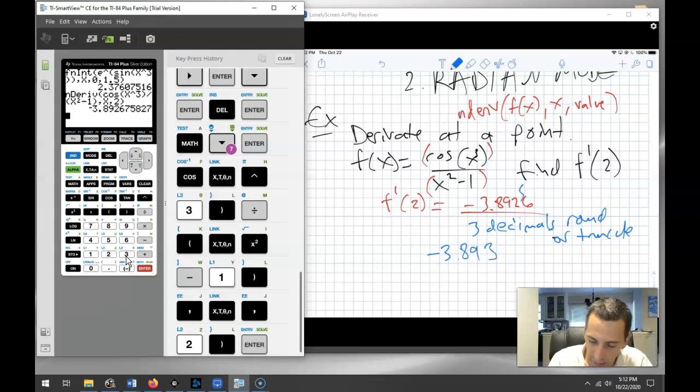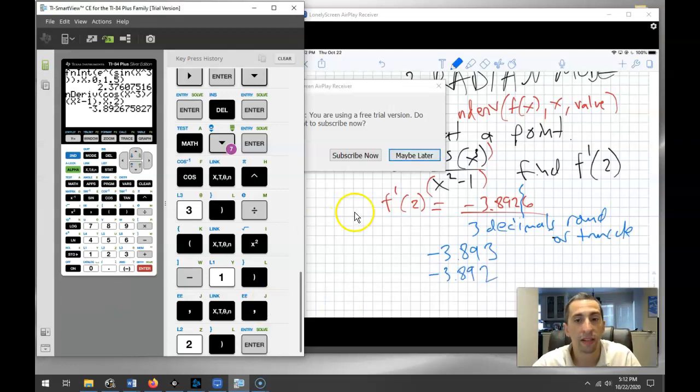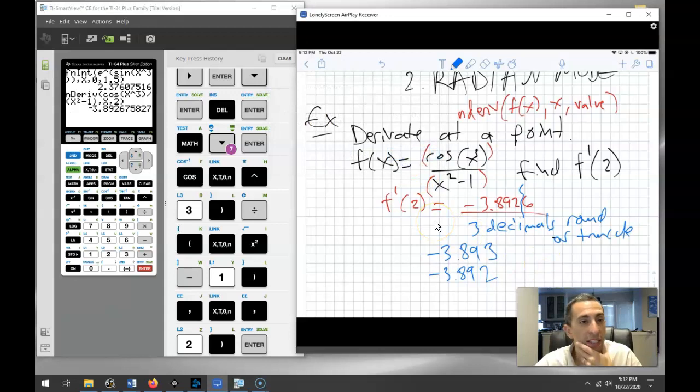If you just want to say, okay, I'm at 3 decimals, I'm just going to cut it off and get negative 3.892, that's fine. Both of those answers will be acceptable on the AP test, and they'll both be acceptable on all my tests as well. Okay, so that's how you take derivatives at a point as well.